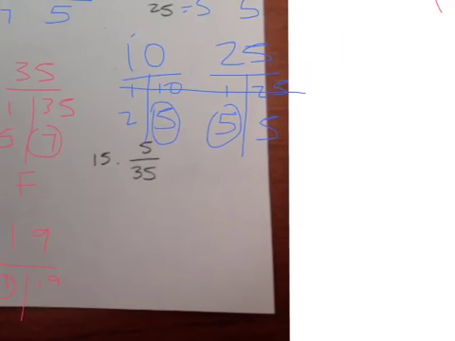Okay, last one. 5 over 35. Our factors of 5 are 1 and 5. And our factors of 35 are 1 and 35, and 7 times 5. Common factor here is 5. 5 divided by 5 is 1, and 35 divided by 5, sorry, I did that backwards, is 7.